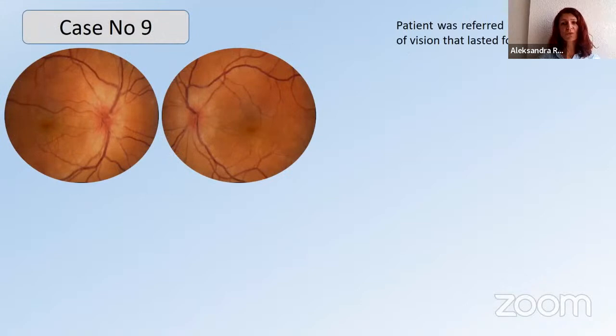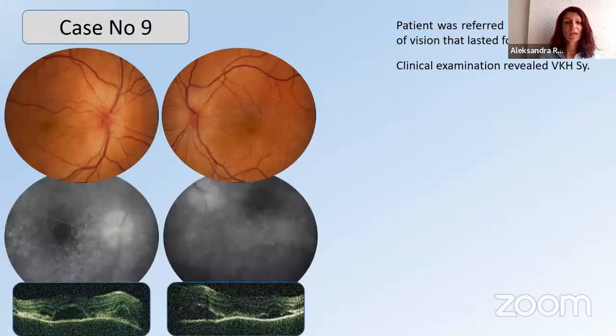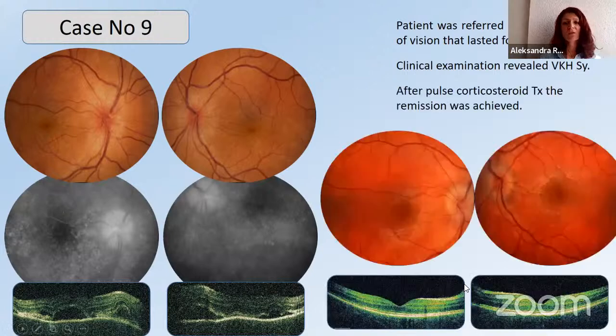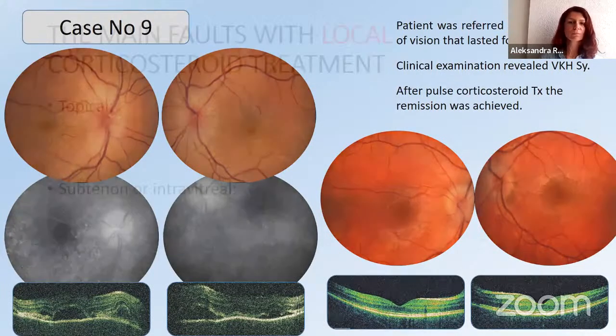So this is a patient who was referred with severe loss of vision that lasted for 2 weeks, and clinical examination was typical for VKH syndrome with fluorescein angiography and OCT. After corticosteroid treatment, the remission was achieved and was very prolonged with completely normal findings in the OCT. And this was due to very aggressive treatment. If we were not aggressive enough, it could go to chronic stage.